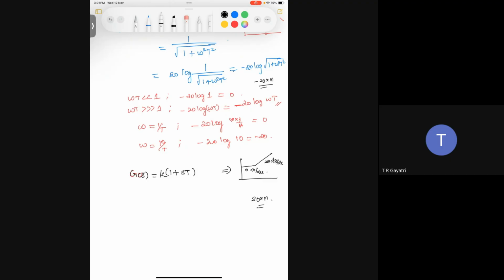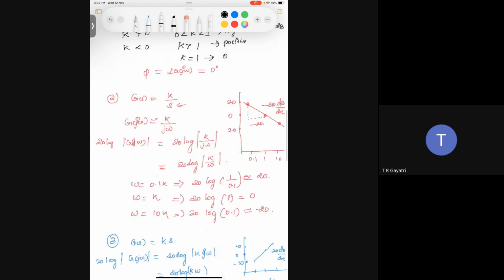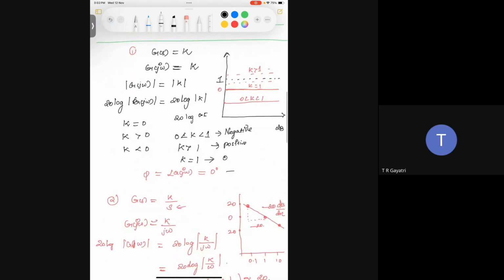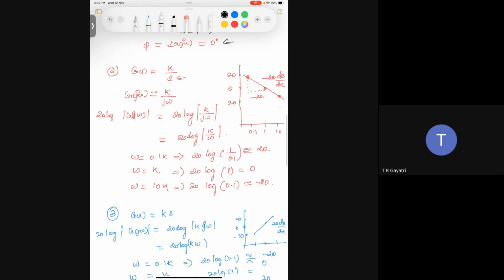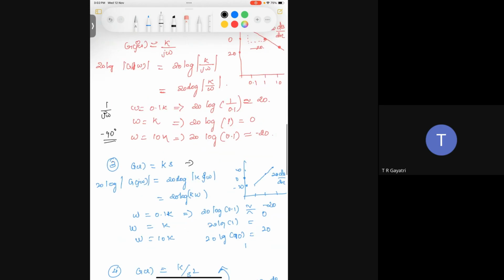So I think we forgot to discuss the phase. In the magnitude we discussed, right? For only k, the phase is 0 degree. What about the phase angle for the integrator? We will have 1 by j omega. It is minus 90 degree. Similarly, this will be j omega, so phase would be 90 degree. Same for this case also.